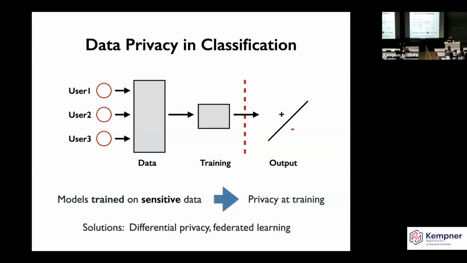A lot of training data was sensitive data, so the models were being trained on this kind of sensitive data. What we cared about was privacy at training time, so you wanted to train in a way that the algorithm was private. The solutions we looked at were differential privacy, which was a robust, principled solution, and federated learning, which you had to combine with differential privacy to get rigorous guarantees. So these were the kinds of solutions.